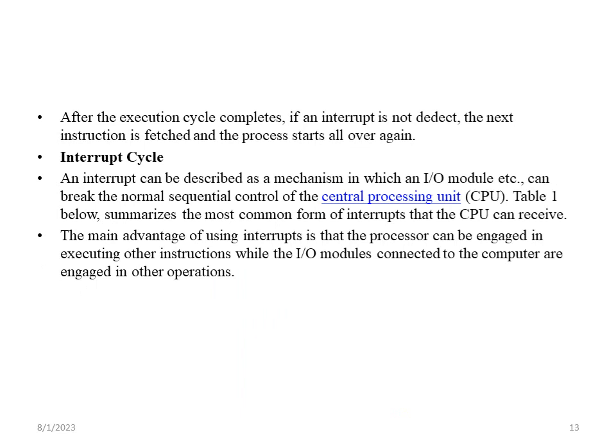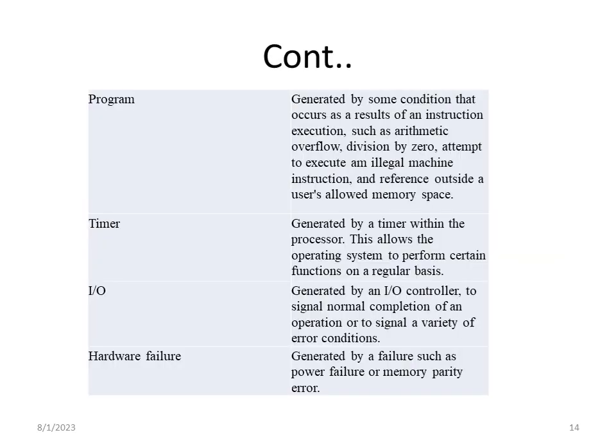Next, the interrupt, which is one of the important parts. An interrupt has the highest priority among the other instructions. An interrupt can be described as a mechanism in which an input-output module breaks the normal sequence control of the CPU, and control is given to the interrupt handler. The main advantage of using interrupts is that the processor can be engaged in executing other instructions while the IO modules connected to the computer are engaged in other operations.